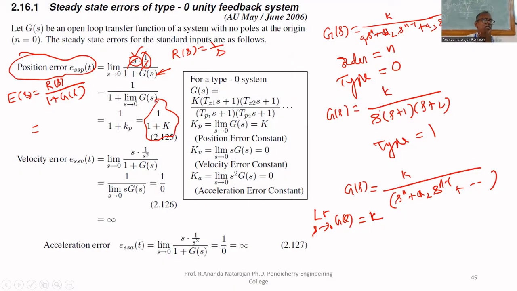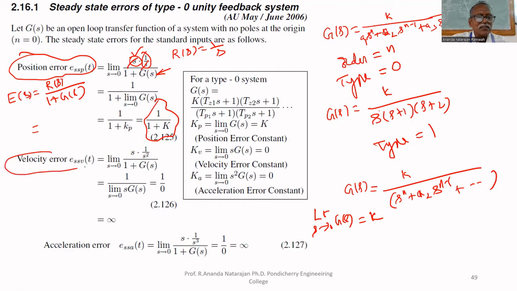1 upon 1 plus k is the steady state error. Suppose I am asking, what is the steady state error for a Type-0 system? An interview question. Then immediately you should ask, what is the gain of the system? Static gain of the system is k. Therefore, steady state error is 1 upon 1 plus k.